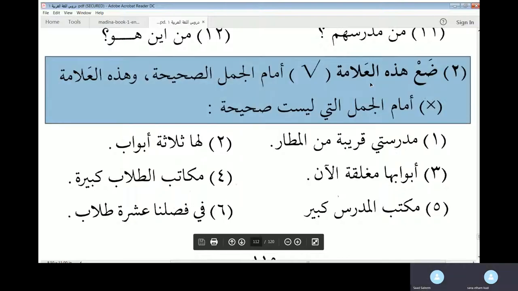And this sign, wahazihil alamatul khata, and this cross symbol. What is khata? Khata means cross symbol. Alamatul khata, cross symbol. Okay, X symbol.